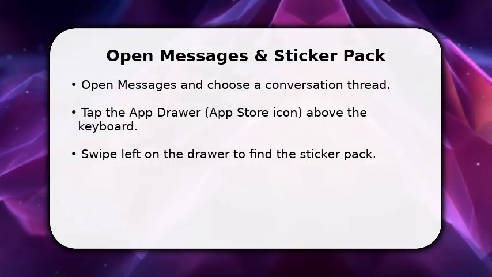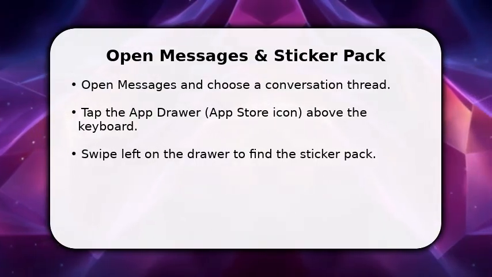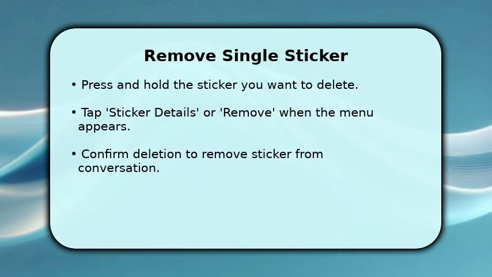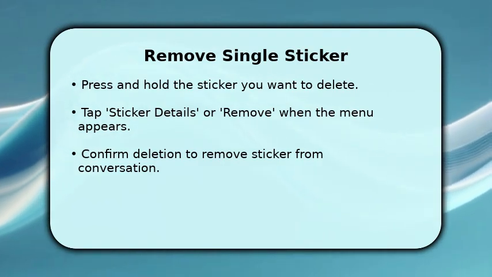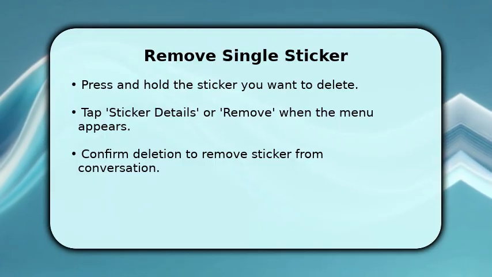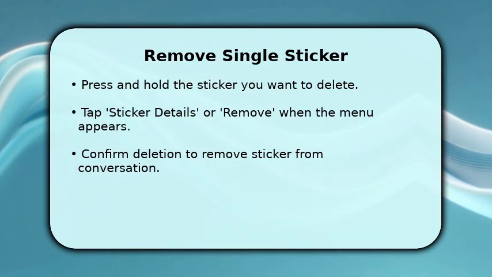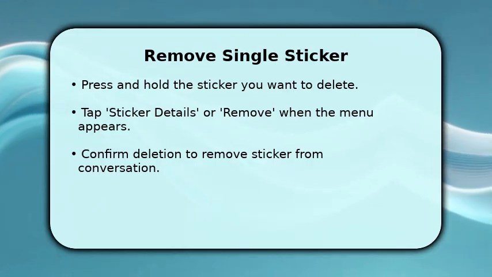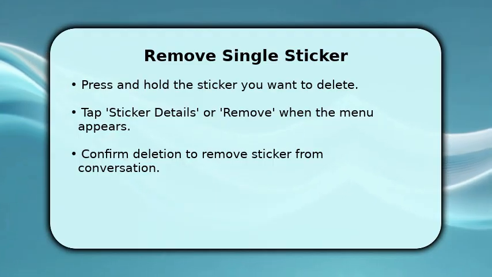Make sure to identify whether you want to remove a single sticker or remove the entire sticker pack from your iPhone. You can remove a single sticker from a message by pressing and holding it. This triggers a contextual menu. Tap Sticker Details or a direct remove option if shown, then choose the appropriate delete action to remove that sticker from the conversation. This only affects your view or that message thread and not the sticker pack itself.